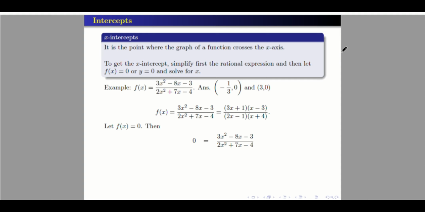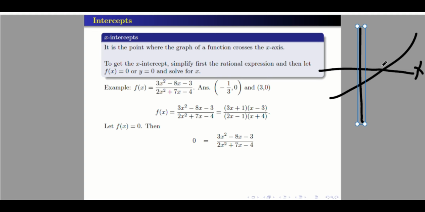Okay, let's go to x-intercepts. It is the point where the graph of a function crosses the x-axis. So this is our x-axis, and if we have a graph here, this is our x-intercept, the point of intersection where the graph and the x-axis meet. To get the x-intercept, first simplify the rational expression to know whether we can cancel anything, and then let y equal 0 and solve for x.